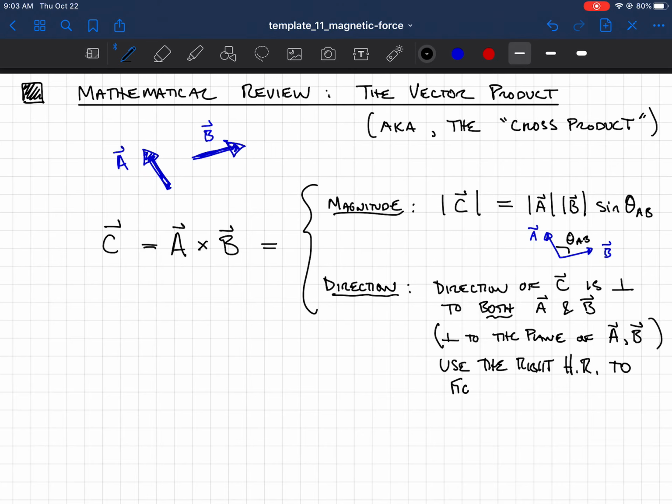So you use the right-hand rule to figure out which way. So you start out by saying, okay, I know that the direction must be perpendicular to both, so C must be perpendicular to the page, and then you use the right-hand rule to figure out which one it is, whether it's out of the page or into the page. So what is the right-hand rule? Well, the right-hand rule is you put your fingers along the first vector, and then you close your fingers in the direction of the second vector.